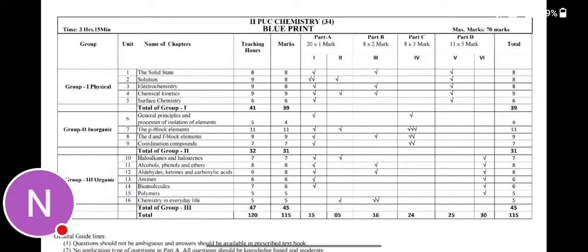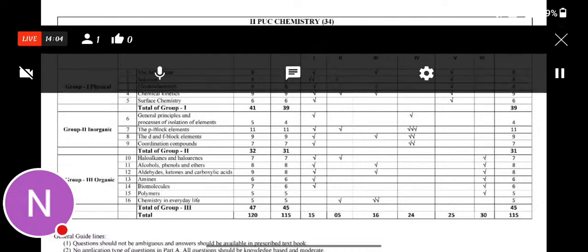So if you study solid states and amines, biomolecules, polymers and chemistry in everyday life, you can pass in chemistry. For passing students who think passing is difficult for them, you can study these chapters and pass in chemistry.